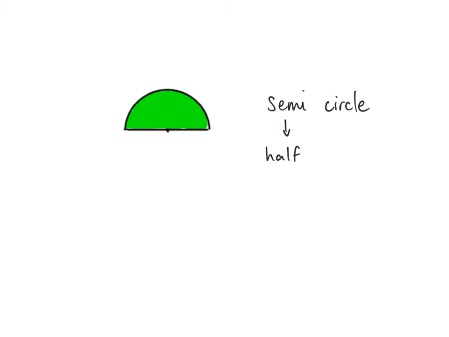The only thing to remember about this one is there is a diameter that goes across there. In a semicircle, the straight line will be the diameter. This outside bit is still called an arc. It's just an arc that's half of a circle. So you've got a diameter and an arc. When you put them together, you've got a semicircle.